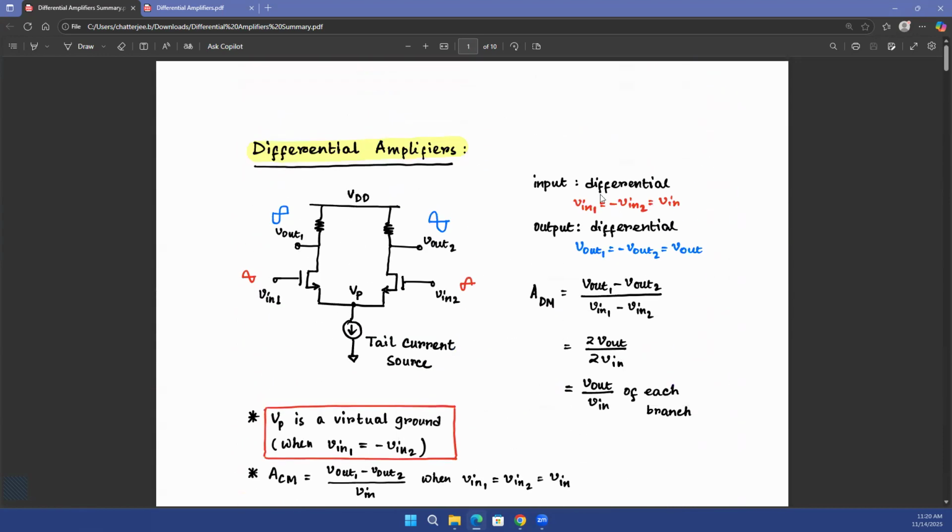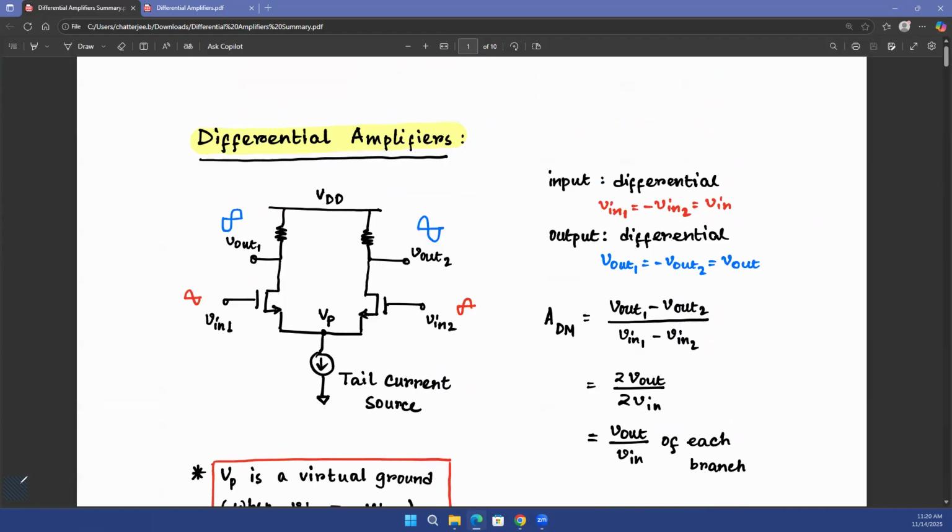So let's just start with the fact that in a differential amplifier, you want your input to be differential and you want your output to be differential, right? So your Vin1 is equal to minus Vin2. That is, if I have a positive half cycle of the sine wave first and the negative half cycle of the sine wave later in Vin1, at Vin2, I'm going to have the negative half cycle first and then the positive half cycle.